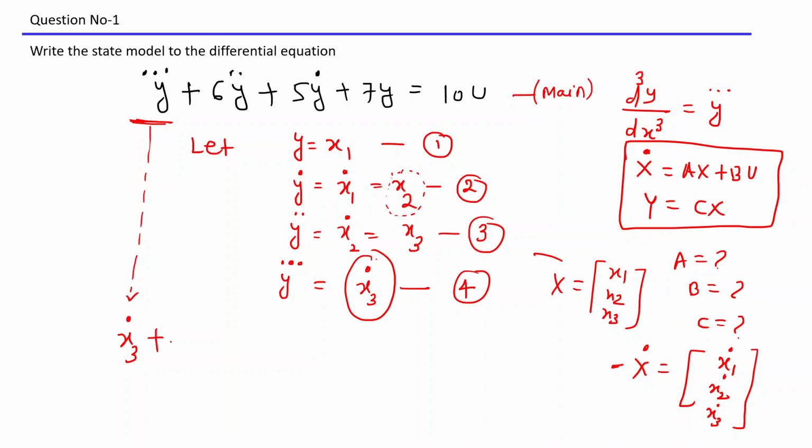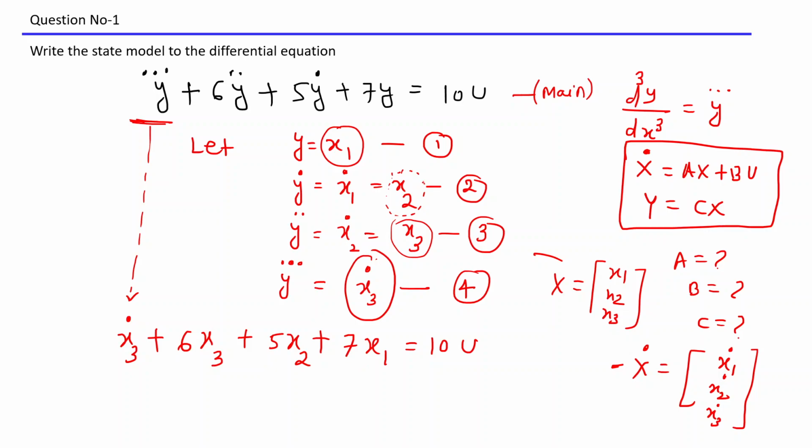Okay, plus 6 times y double dash. See, y double dash is nothing but, what is y double dash? Y double dash is nothing but your x3. Okay, so here I put x3. Similarly 5 times y dash. Y dash is what? X2. So you write down x2 plus 7. What is y? Y you have taken x1. So write down x1. This is equal to 10u.